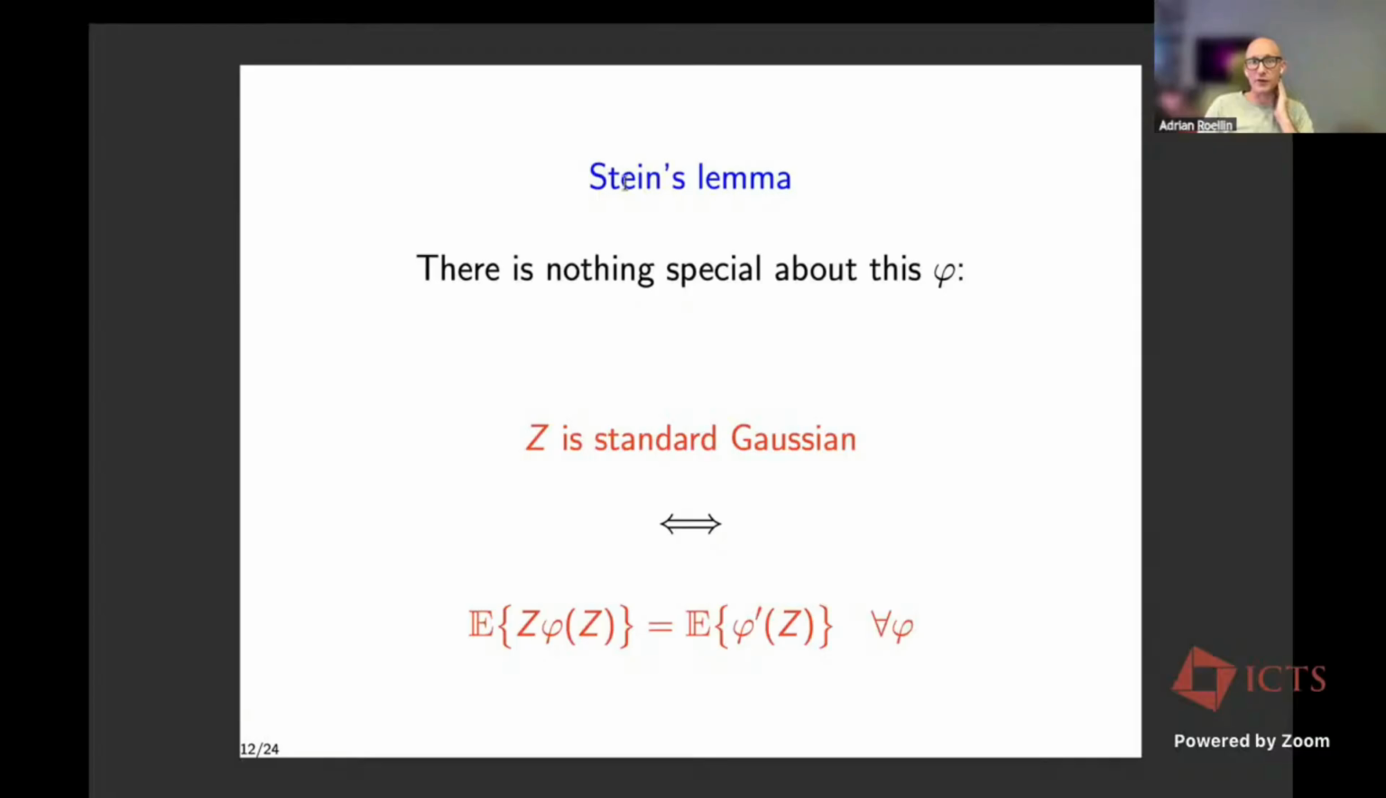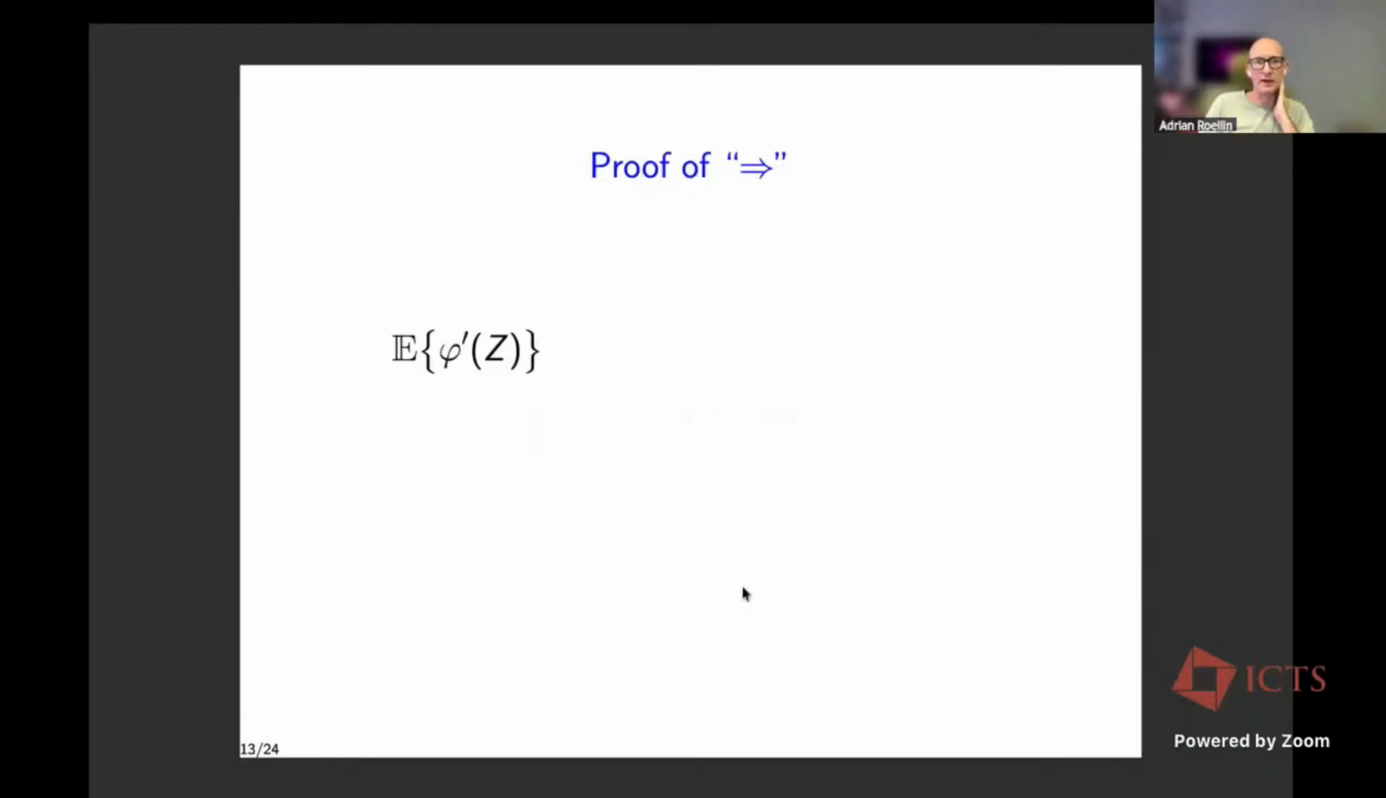And that's what sometimes we call Stein's lemma. Now let's prove this. This is just integration by parts, essentially. There's nothing mysterious about this, but I want to go through the calculation so that you really see that this works in general. So we have the expectation of phi prime of Z. We just write out what that is.